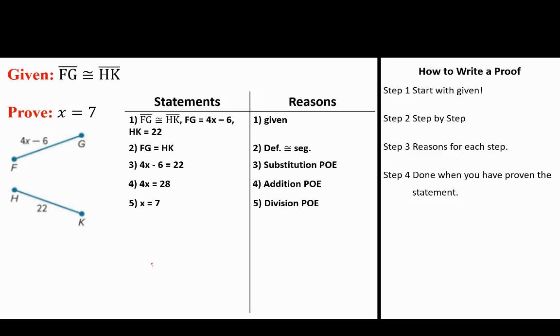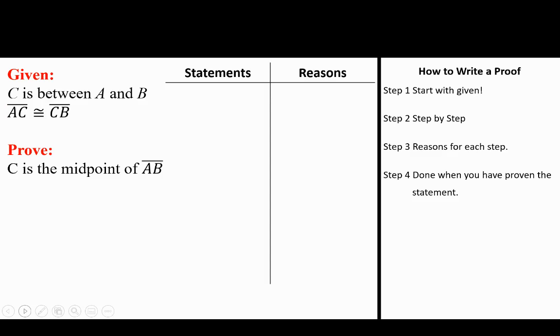All right, ladies and gentlemen, let's try the next one. The first thing I noticed with this one is there's no picture. So we're going to go ahead and draw ourselves a diagram and use it as we go. I'm just going to read what's on here while you're writing it down. The given is that C is between A and B, and that segment AC is congruent to CB. We are trying to prove that C is the midpoint of segment AB.